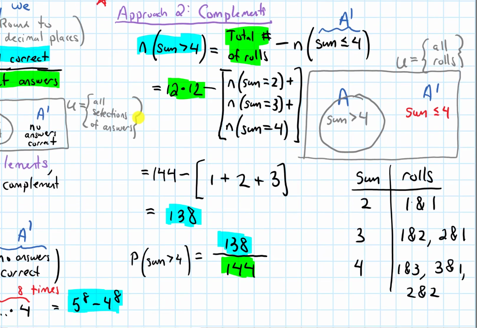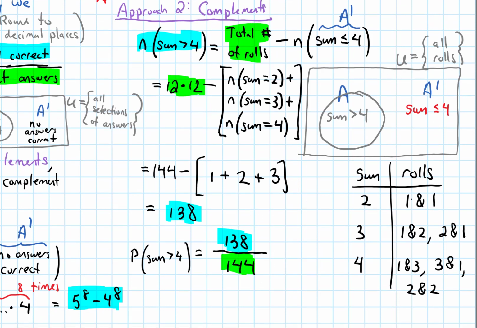Okay, so we get 138 over 144. I could simplify this fraction a little bit because I could divide the top and the bottom both by 2. If we do that, we get 69 on the top, 72 on the bottom. And that is our probability.